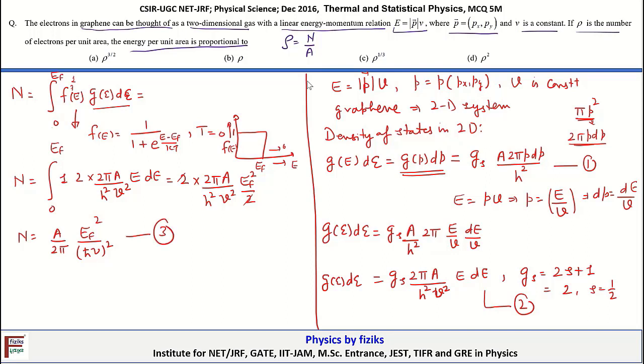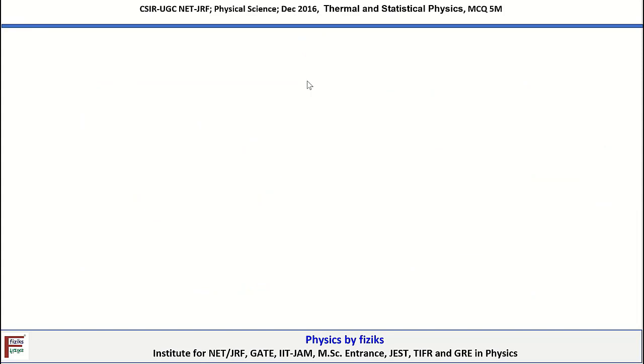Okay, so this equation 3 implies that EF square is equal to 2 pi h cut square b square into rho, where I have written N by A as the electronic density, that's the number density. Okay, so let me call this equation 4. Now we want to determine the average energy at absolute zero.